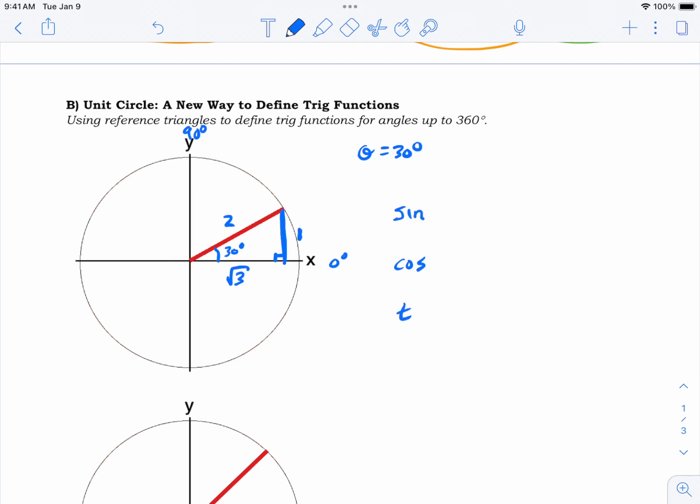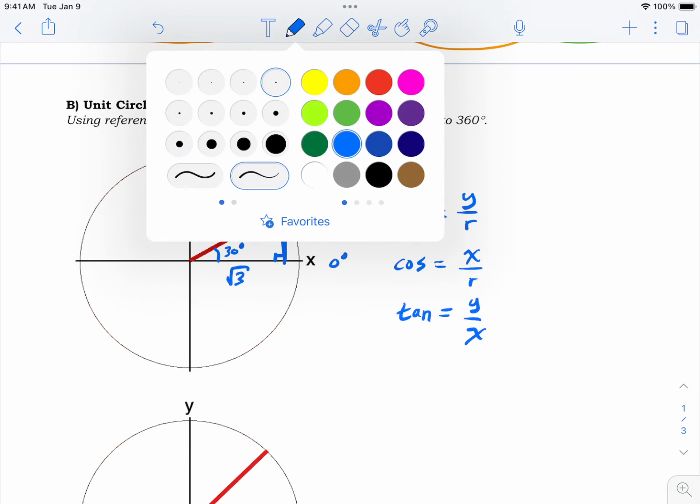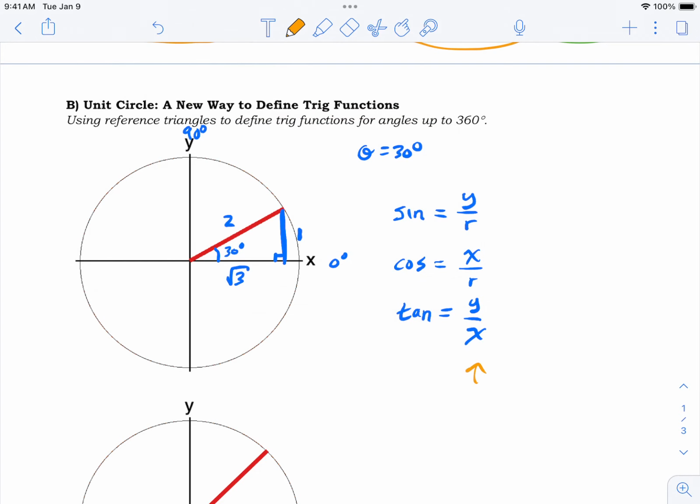We could still do opposite over hypotenuse and all that stuff. We could. It's a right triangle, right? Yeah, we could do it. But I'm going to give you these sort of algebraic definitions. The sine is y over r. The cosine is x over r. The tangent is y over x. Now, I didn't really do anything different except write it a different way.